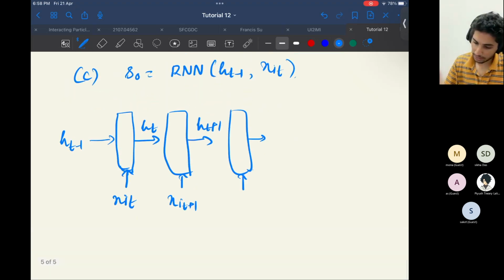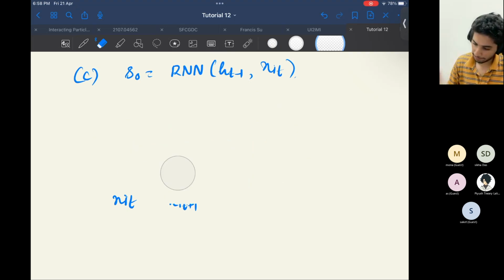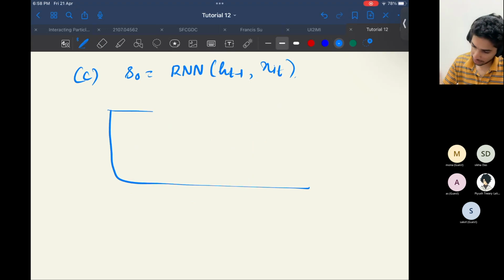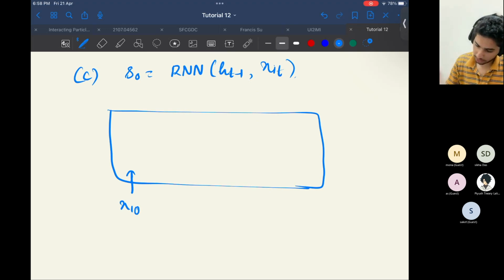So what is happening here is, maybe I will erase everything and redraw it. What it is saying is that you have some network. At each time step, you have some x i. Let me just check. It's x1, x2, x3 going in as input.